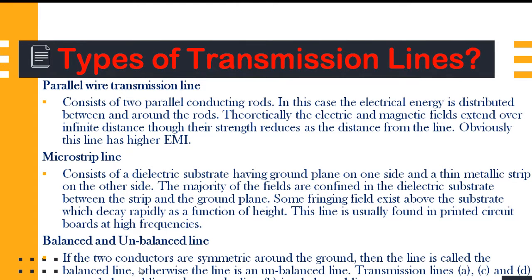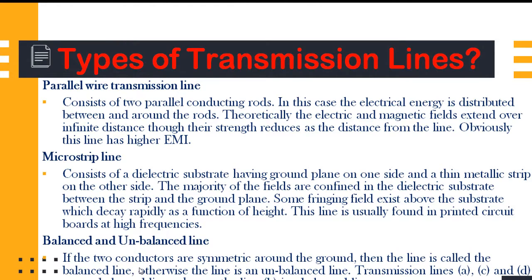Now, the second type of transmission line is called a parallel wire transmission line. It consists of two parallel conducting rods. In this case, the energy is distributed between and around the rods. Theoretically, the electrical and magnetic fields extend over infinite distance, though their strength reduces as the distance from the line increases. Obviously, this line has a higher electromagnetic interference, that is EMI.